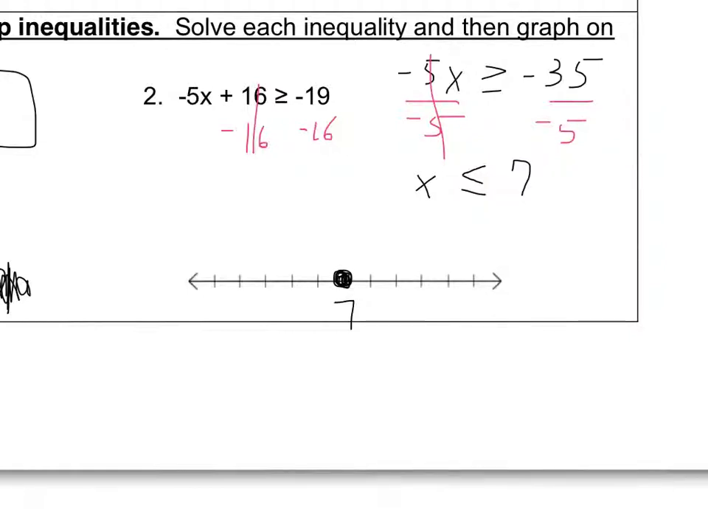Then we pick a number on the number line, and if it's true, we shade towards it. If it's not true, we shade away from it. So for instance, I'm going to pick 10. If I plug 10 in, this is what it would look like: 10 less than or equal to 7. That is not true, therefore I do not shade towards 10. I shade in the other direction, and therefore there is our solution.